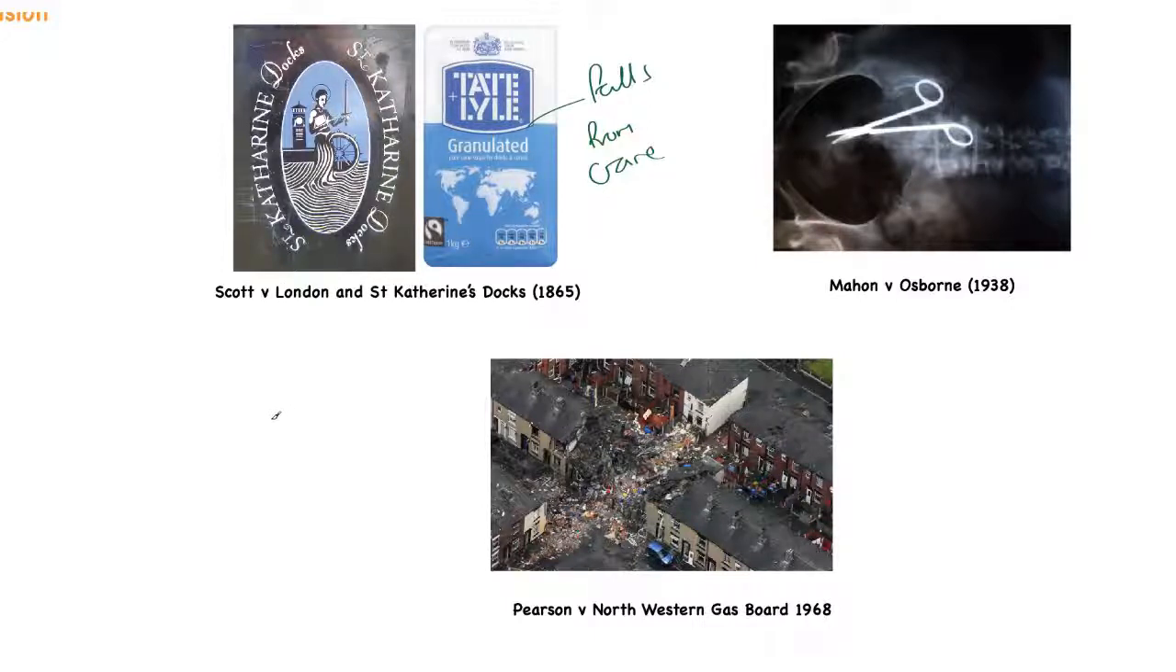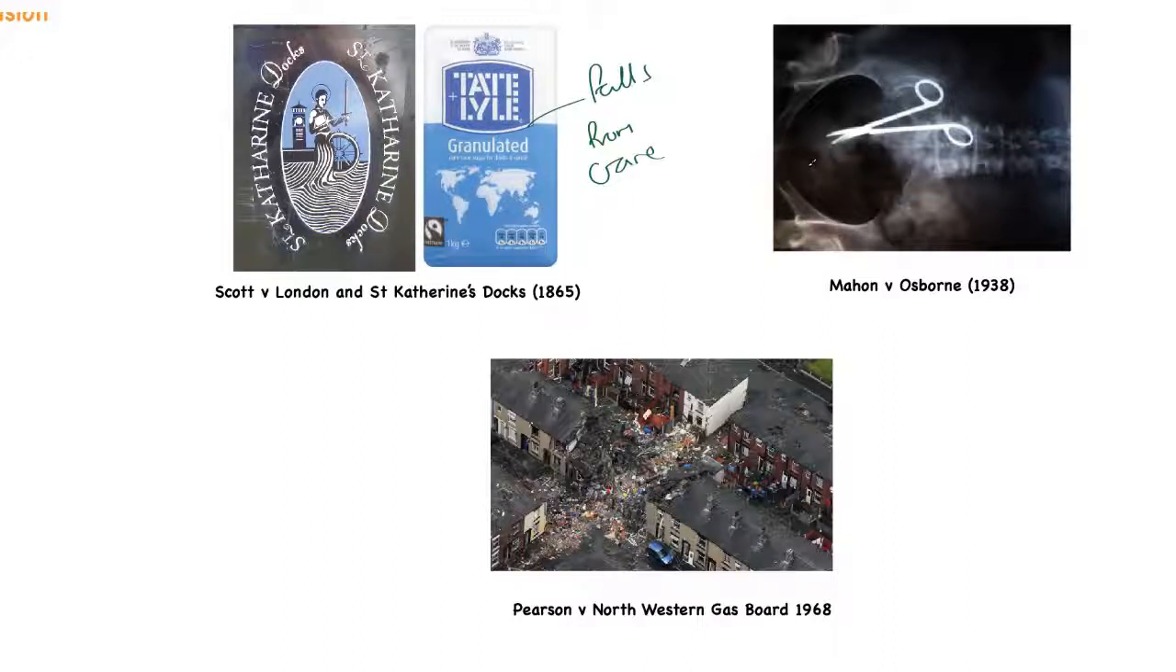Now, this is most useful, it has to be said, in cases where it's difficult for the claimant to demonstrate the negligence of the defendant. Take Mahon versus Osborne, 1938. The claimant went into hospital for an abdominal operation, an operation on their stomach. After the operation, the claimant remained in pain. And to be honest, they died when they should have made a full recovery. Not very nice at all.